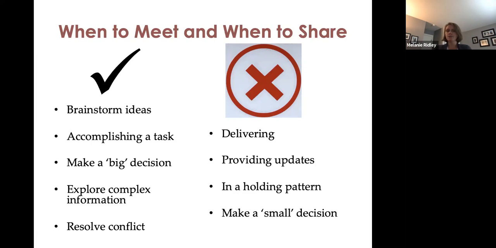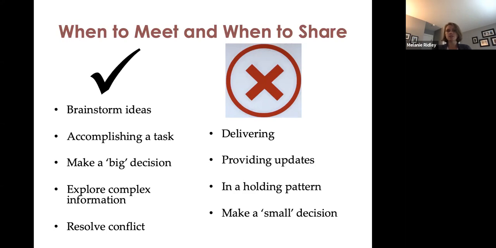If you need to accomplish a task as a team, make a big decision that requires a lot of input and discussion, you'll want to gather the team. If you have to explore some more complex information, you might want to do an activity that helps your team to really explore that a little further, or if you need to resolve a conflict, you want to get that team together.